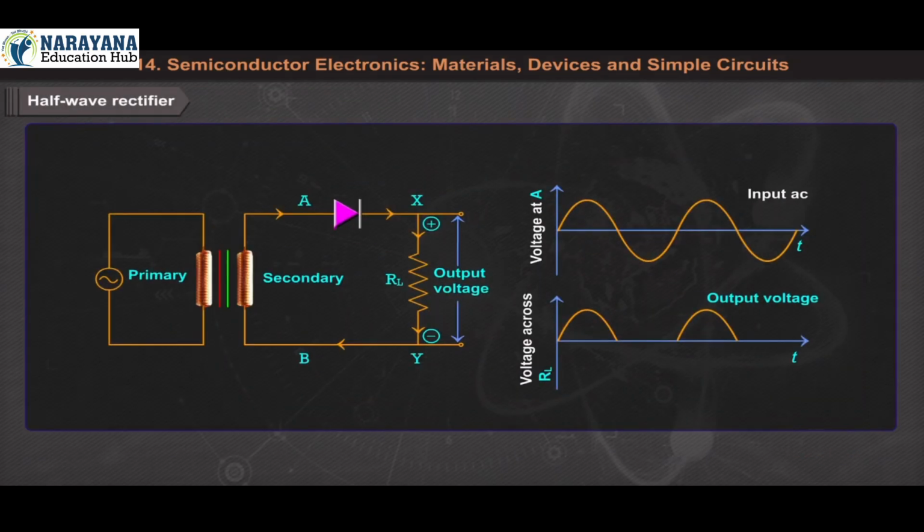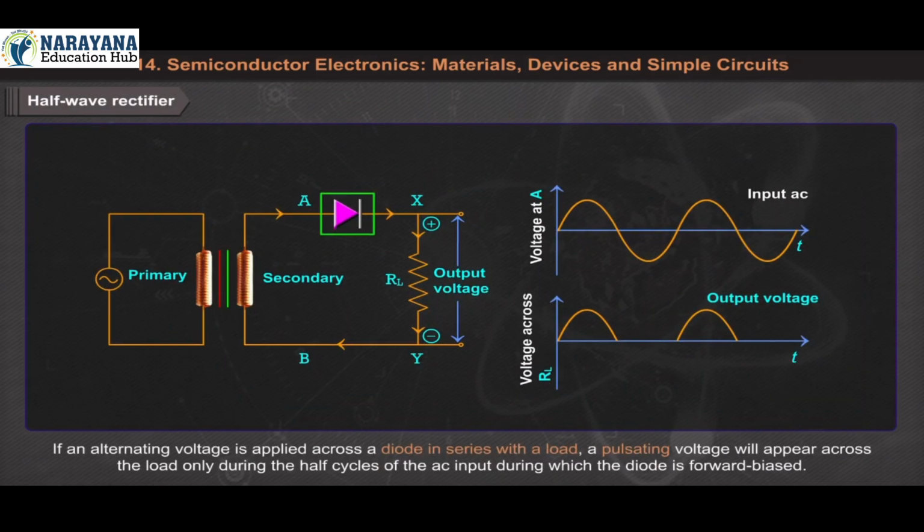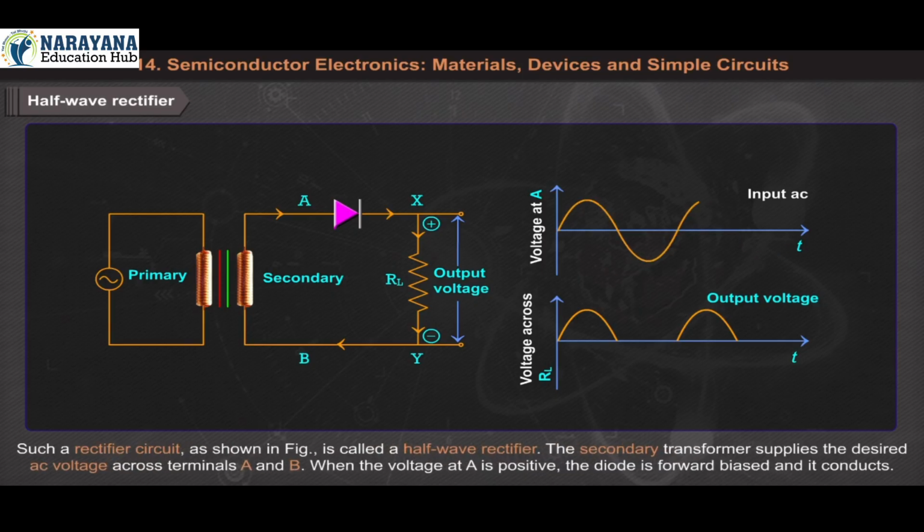Half-wave rectifier. If an alternating voltage is applied across a diode in series with a load, a pulsating voltage will appear across the load only during the half cycles of the AC input during which the diode is forward biased. Such a rectifier circuit, as shown in figure, is called a half-wave rectifier. The secondary of the transformer supplies the desired AC voltage across terminals A and B.